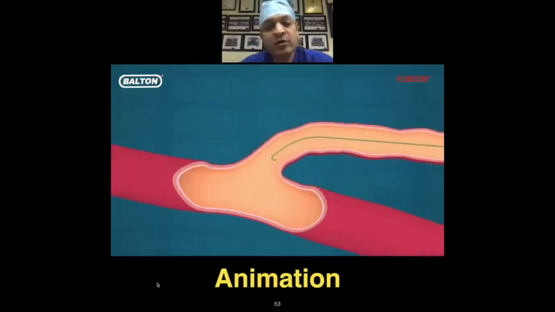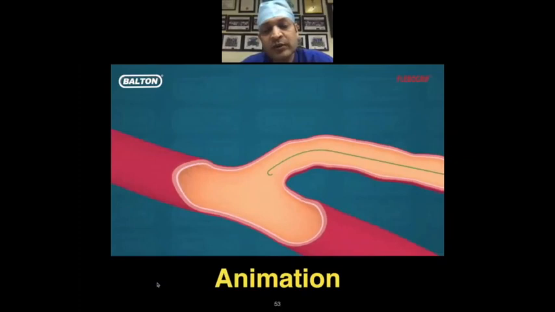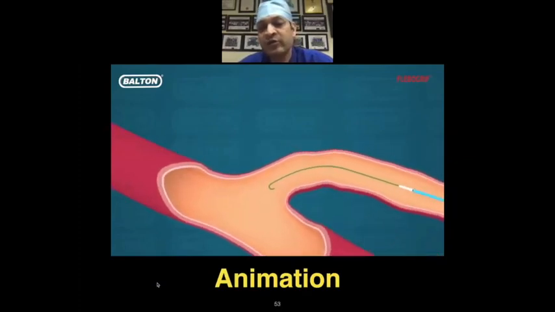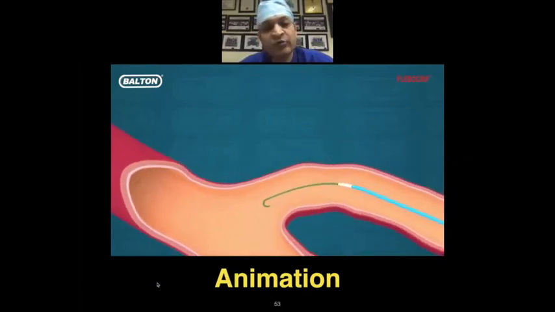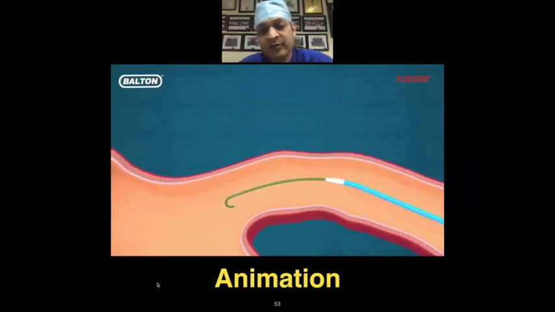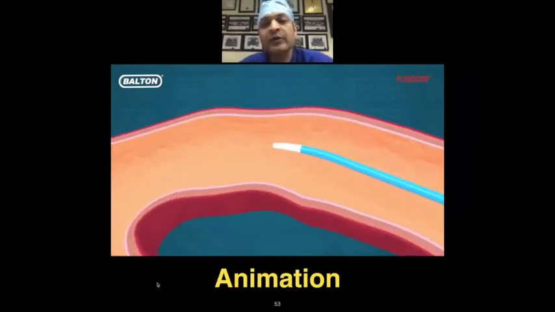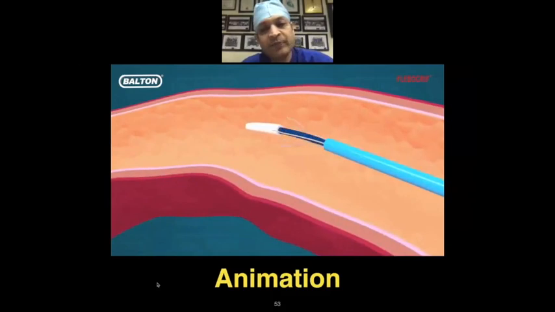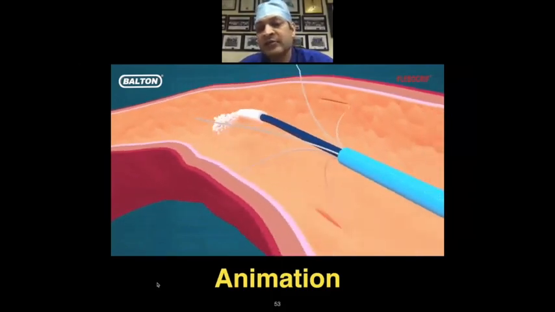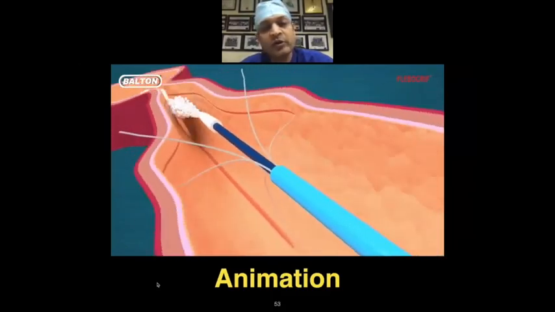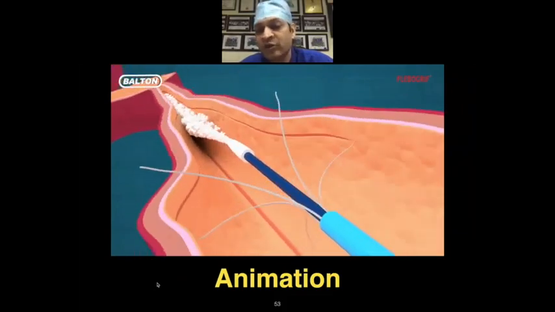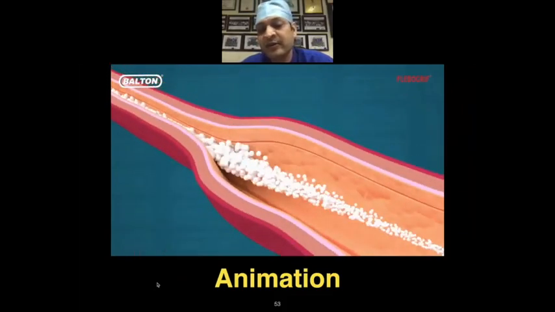So this is just a small animation to help you understand how it works. We pass the guide wire, we pass the device over it, we open the blades. This is a mechanical one, it's Flebogrif. We open the blades from the top, and then we inject 3% STD or polidocanol, and there is no tumescent required, no local anesthesia, and the patient can actually walk home.